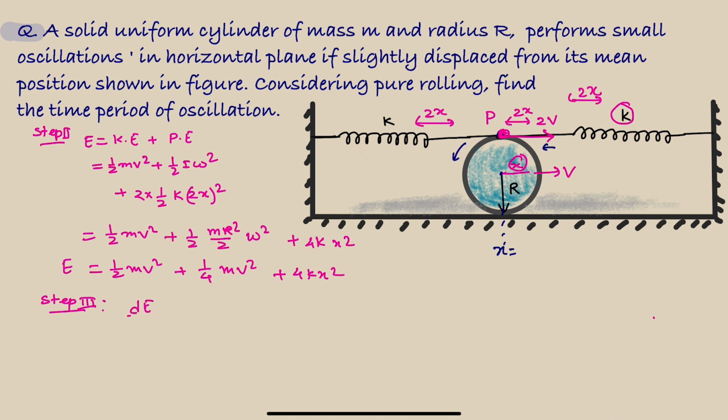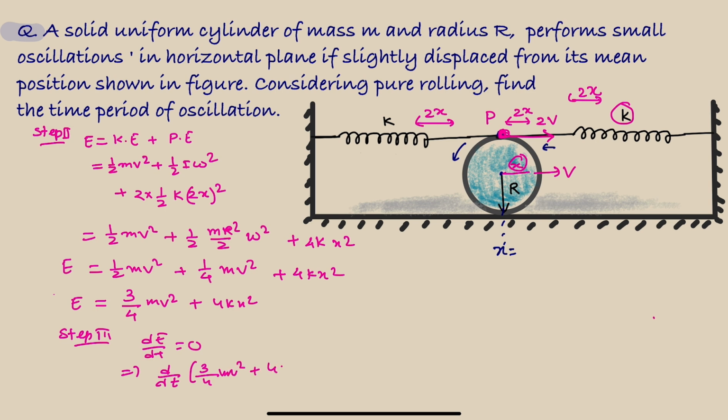Now we will differentiate this particular expression with respect to time. I think we should add both the kinetic energies so that it becomes easier for us. So this is 3 by 4 mv square plus 4kx square. So dE/dt equals 0. Let me differentiate the whole expression: 3 by 4 mv square plus 4kx square. I think the writing is understood.